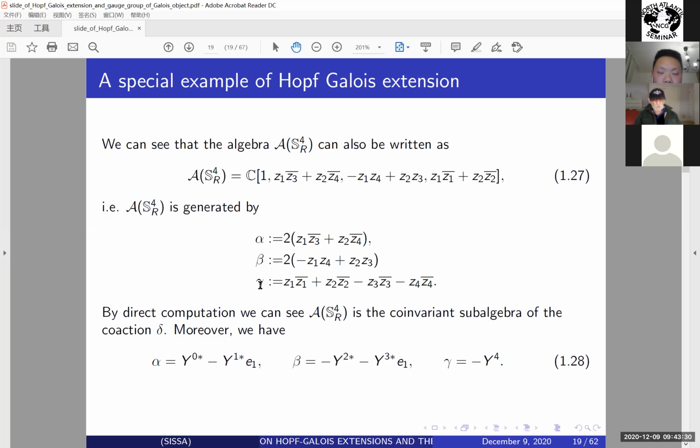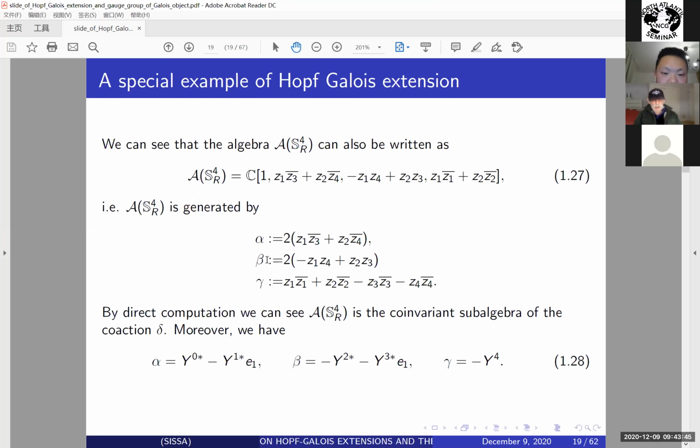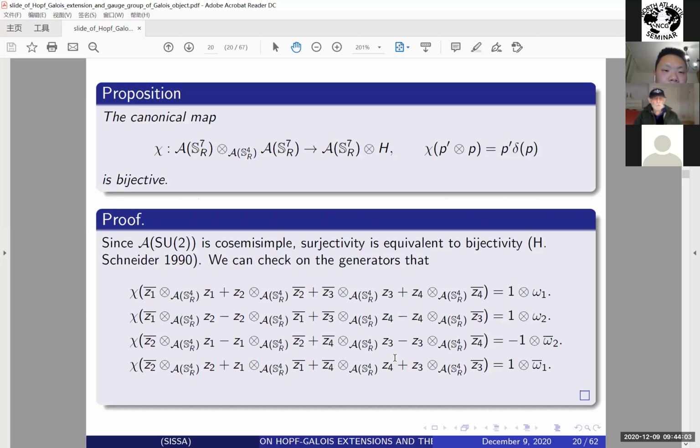And until now, for the algebra A of S4R, we have two sets of generators. One set is Y and Y4. Another set is alpha, beta, and gamma. And alpha, beta, and gamma relate to Y and Y4 in the relation 1.28. So both of them are generators of A of S4, and they are all co-invariant under the coaction. Okay, so to show this is a Hopf-Galois extension, we also need to show that the corresponding canonical map is bijective.